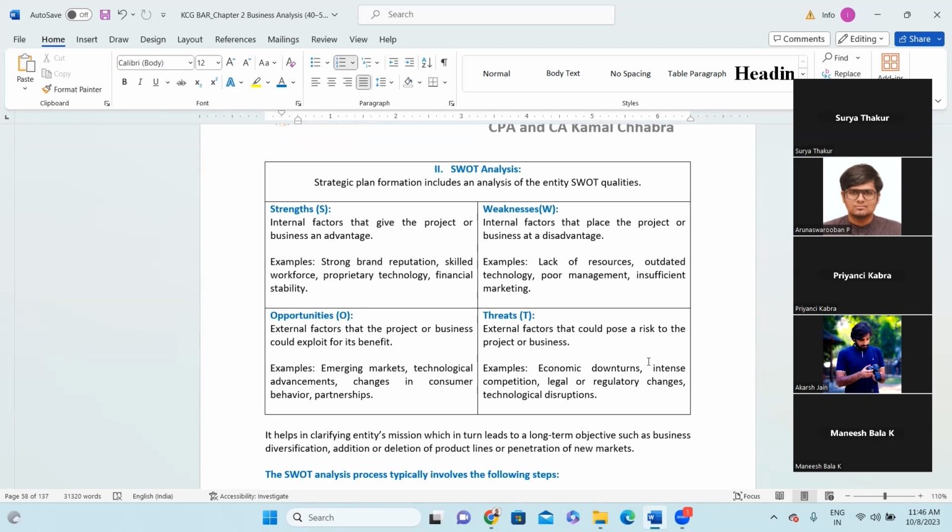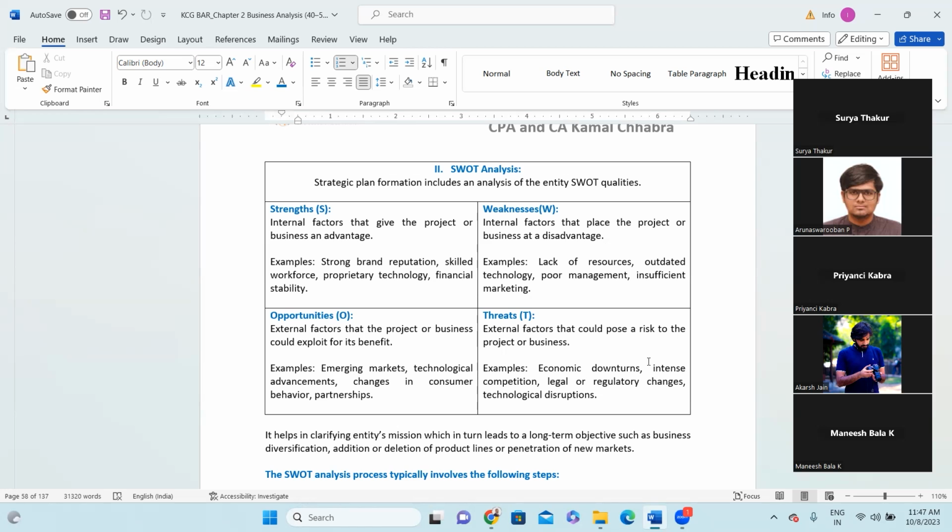So strategic plan formation includes the analysis of what qualities, what are the strengths. When you are analyzing the strengths, you'll be analyzing more of the internal factors that give the project or business an advantage. So strength can be, like, the technology which you have built. For example, if you have built a platform like Netflix, Udemy, Coursera, or maybe LinkedIn, Twitter, then technology is your strength. Or a market aggregator like Amazon or Flipkart, right?